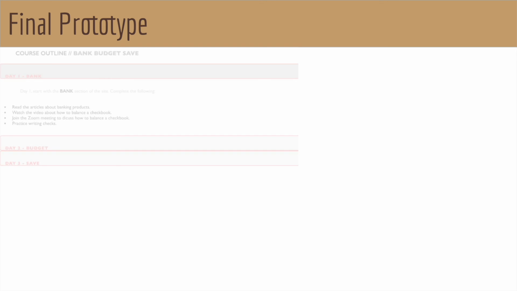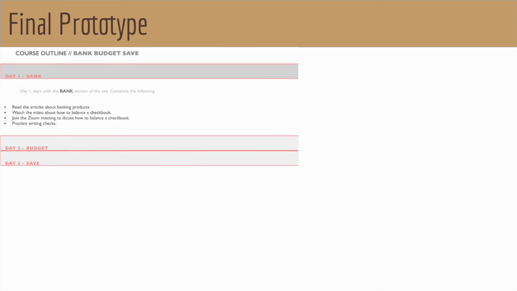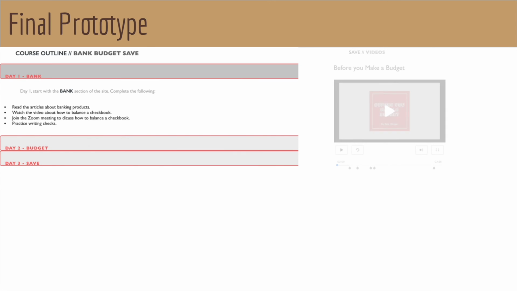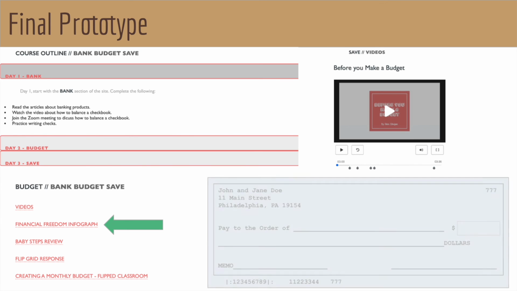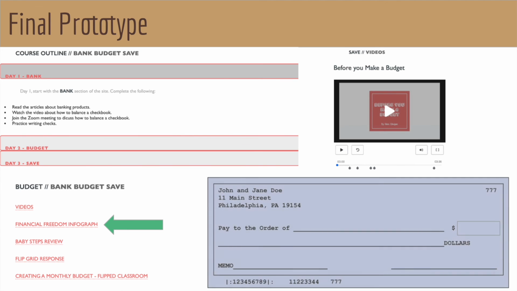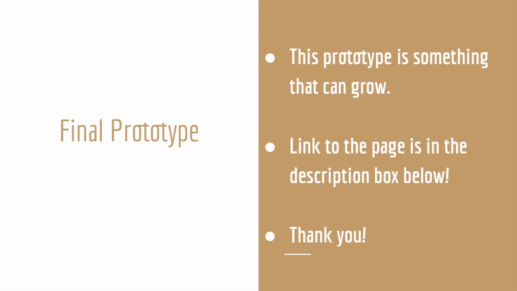After the site was created, I was able to add my assignments to the course outline with the accordion, my flipped classroom and EdPuzzles under the bank and budget sections, and my infographic under the budget section of my page. I was also able to create a blank check using Adobe Illustrator for practice under the bank section of my page.